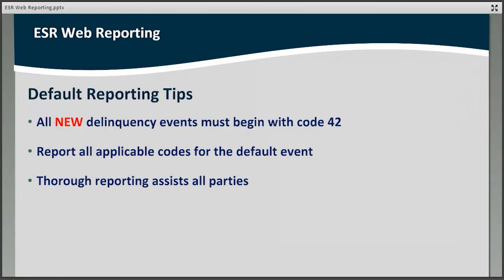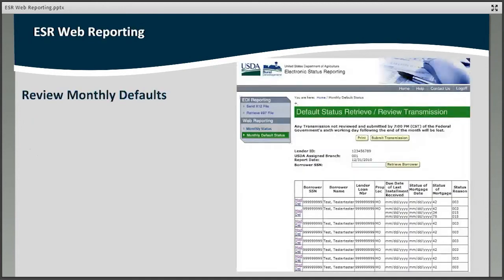And don't forget, all new delinquency events that are reported must begin with a status of mortgage code 42 for delinquent. Once the 42 is reported, it will not be necessary to repeat that code again unless you revert back to it after a failed loss mitigation option or other eligible scenario. Be sure to report all applicable codes for the default event. And remember, the more thorough you are in reporting these events, the more information USDA can analyze performance in order to offer you and our rural homeowners additional servicing options and flexibilities.